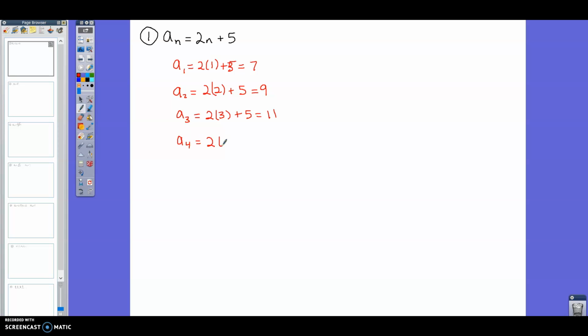Then we go to term 4. That's 8 plus 5 is 13. And then the fifth term, we're going to plug in a 5. So 2 times 5 is 10, plus 5 is 15. So these are the answers: 7, 9, 11, 13, 15.